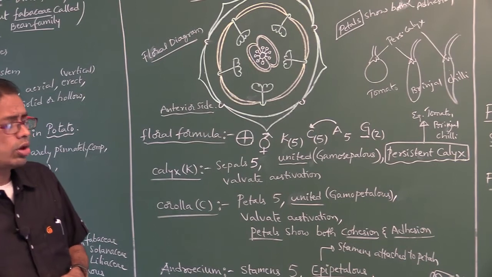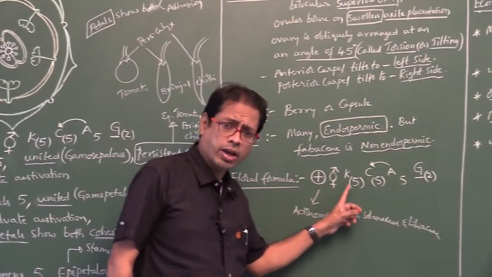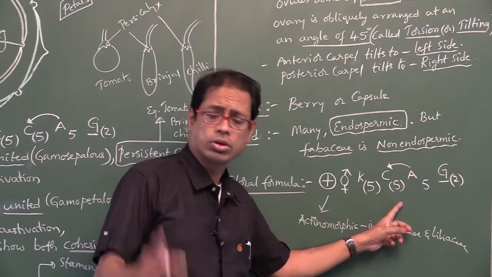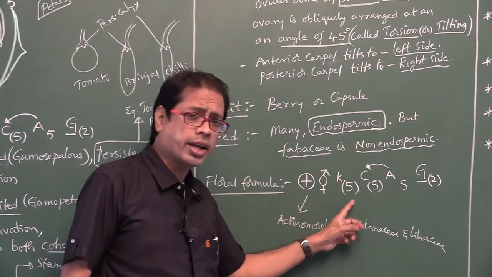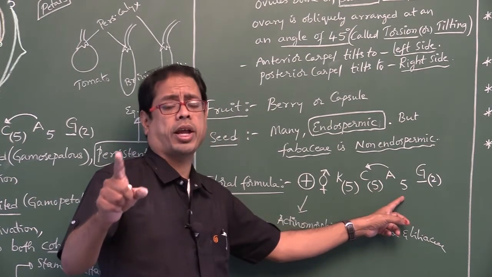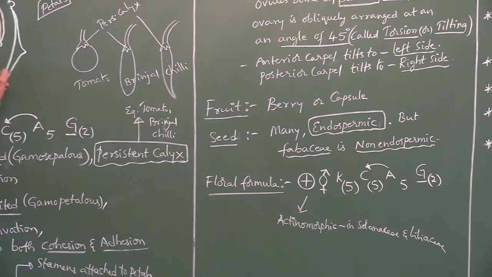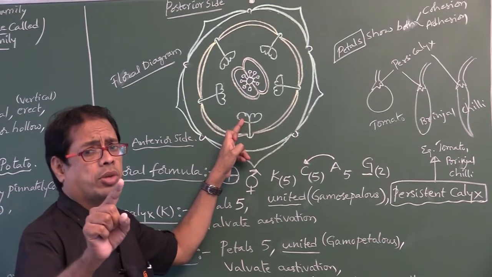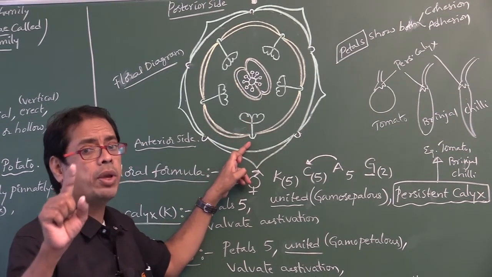Okay? So, one point I would recall, my dear students: here K5 bracket, C5 bracket, A5 without bracket. That one you have to remember. Why? Because these stamens are not attached among themselves. Stamen is not attached to another stamen, but stamen is attached to petals. This condition is so-called epipetalous.